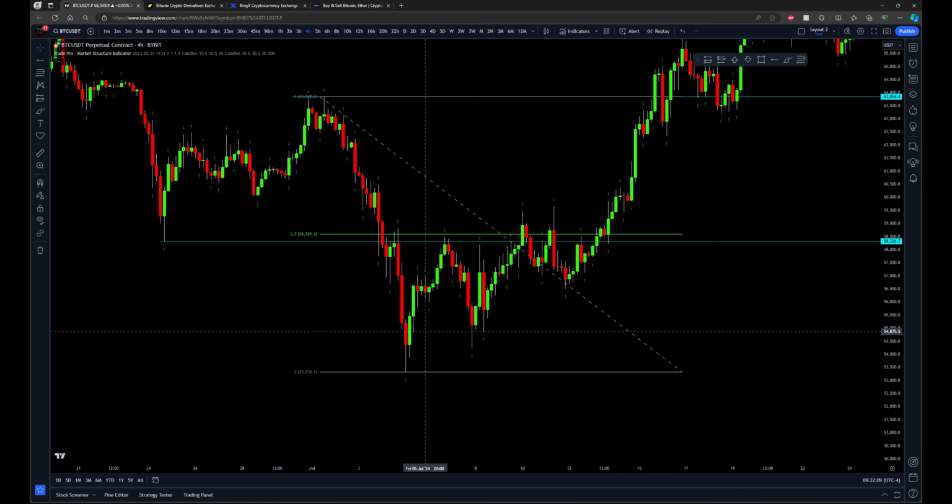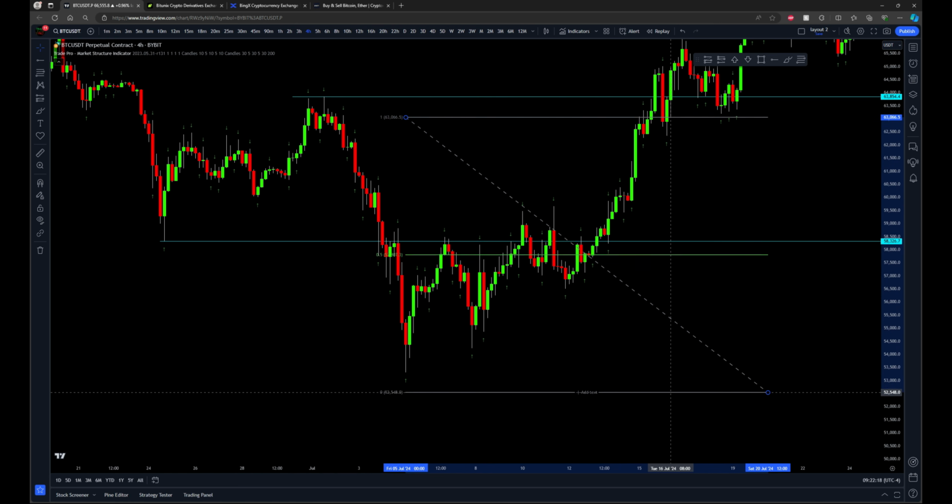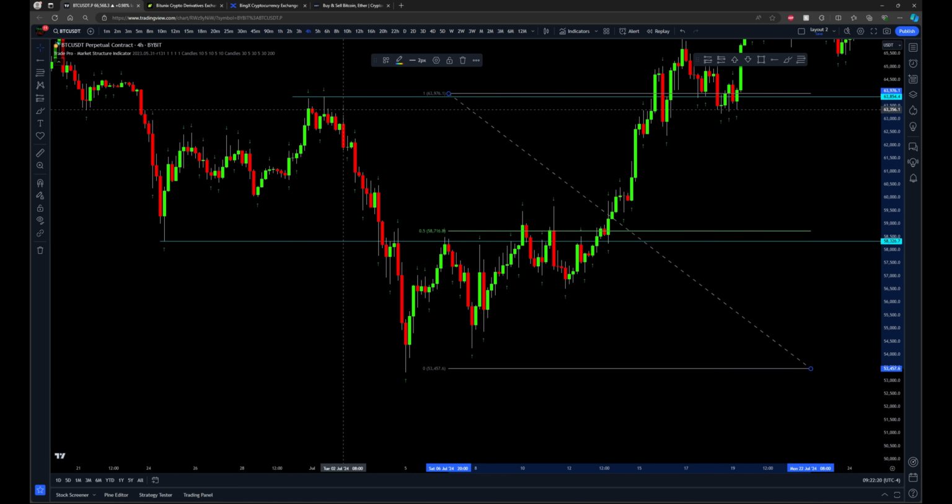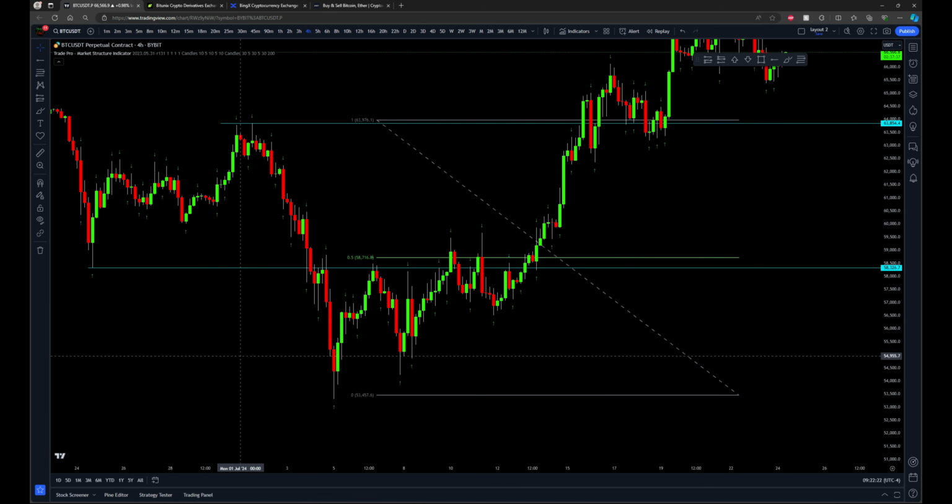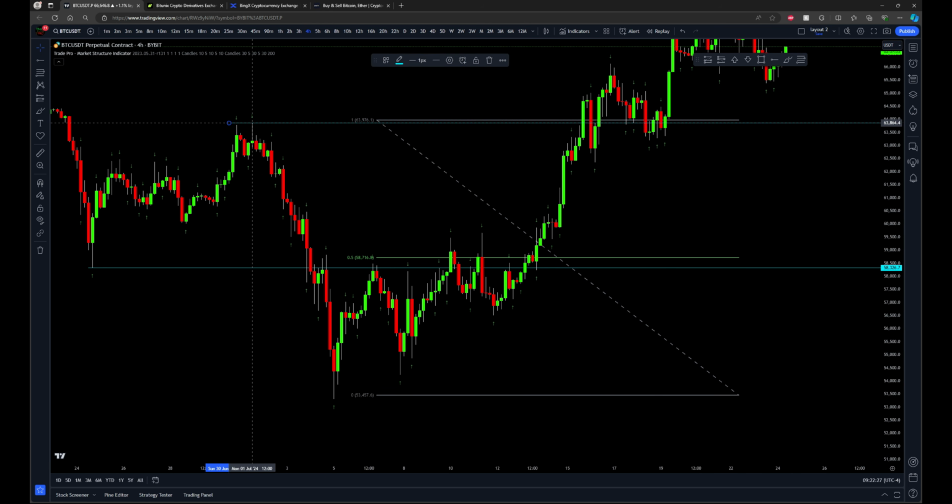So it's just for this 4-hour structure, this is still bear structure on the 4-hour, okay? And we're going to show where it shifts. So let's get into it. So we broke down. This is our new range that we just broke down out of. And this is our new area to shift structure if we're going to shift it, okay?